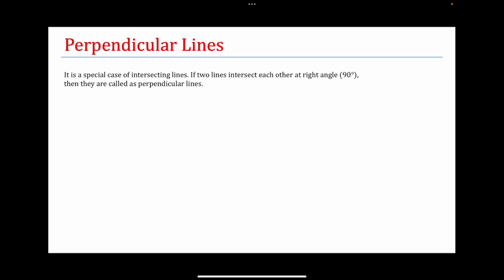Perpendicular lines. It is a special case of intersecting lines. If two lines intersect each other at right angles, then they are called perpendicular lines. So perpendicular lines are intersecting lines with a right angle between them. So we say that L is perpendicular to M, because they are intersecting at right angles.